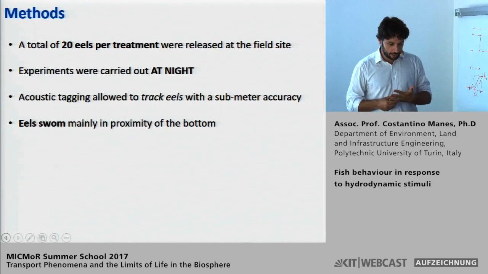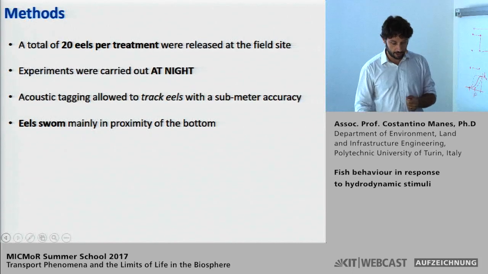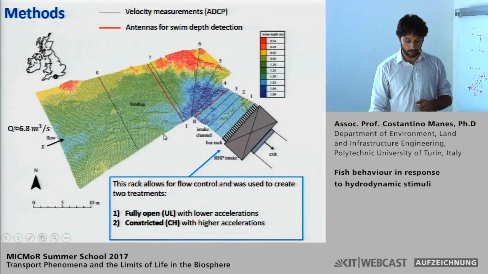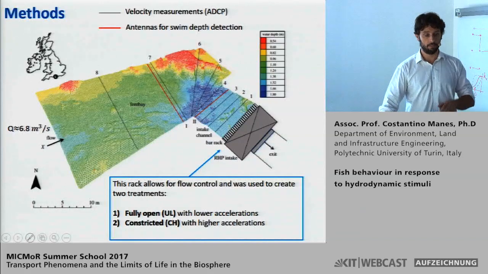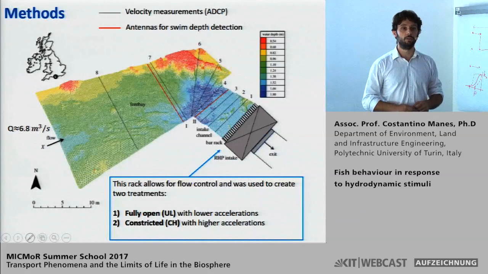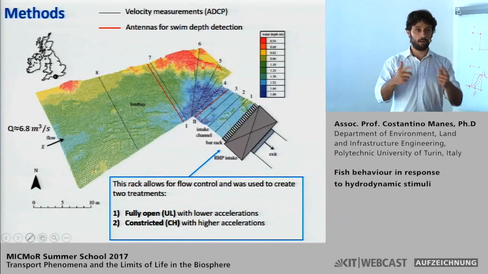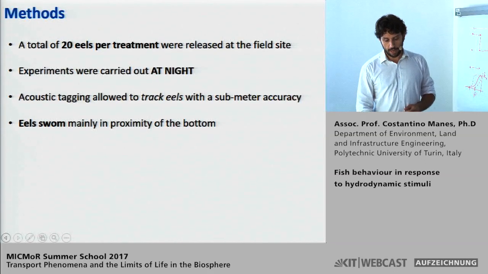We used acoustic tagging to track eels when swimming in the channel. Essentially, what you do, you put a lot of microphones in here. You put a tag under the skin of the eels, and the microphones are able to detect the signal. And by triangulation, you can work out the trajectory. The accuracy is.